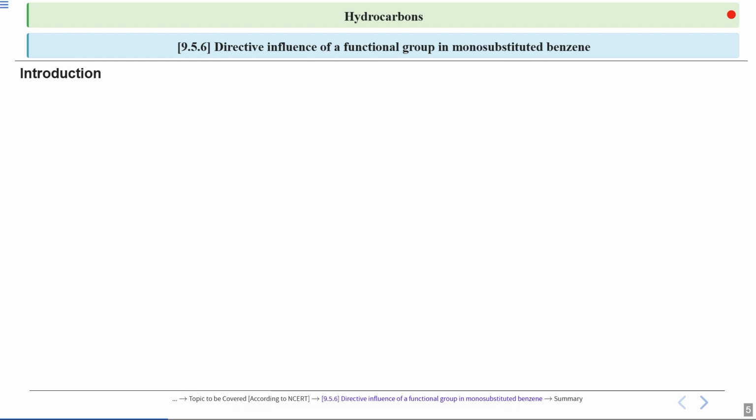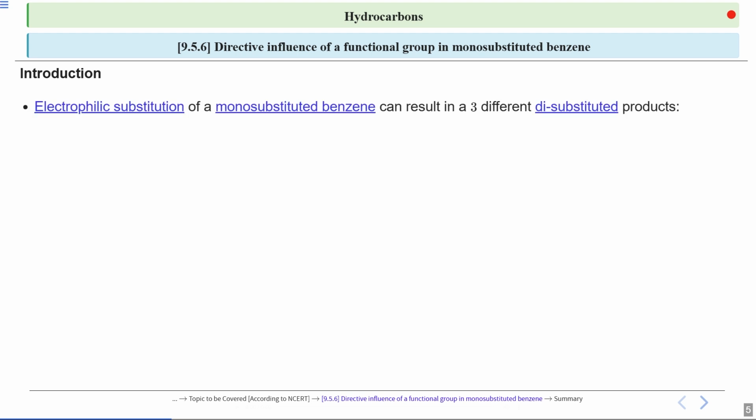Let us start by introducing the concept of electrophilic substitution in aromatic compounds. This is a key reaction type where an atom, usually hydrogen on a benzene ring, is replaced by an incoming group called an electrophile. We will see how the position of the substituent is influenced by the group already attached to the ring. So, looking at what happens when we have a monosubstituted benzene, meaning benzene with one group already attached to it.